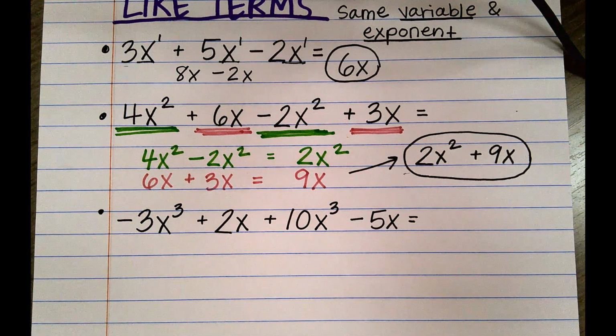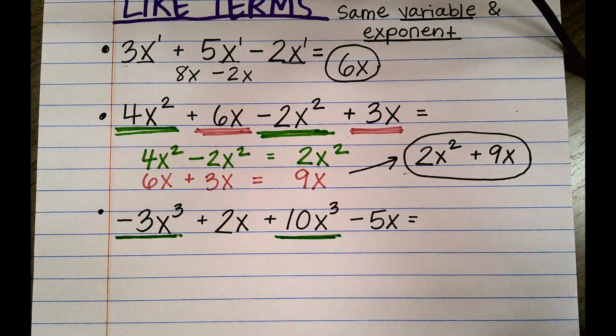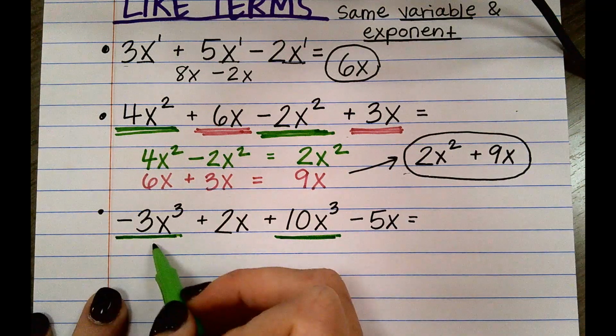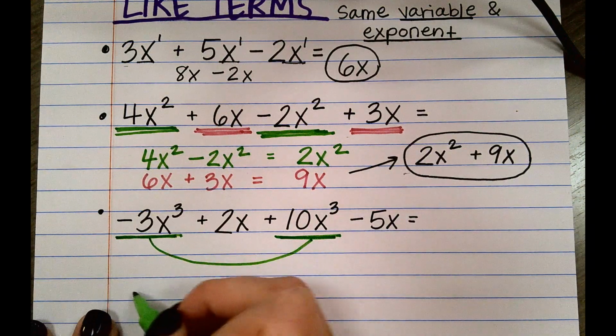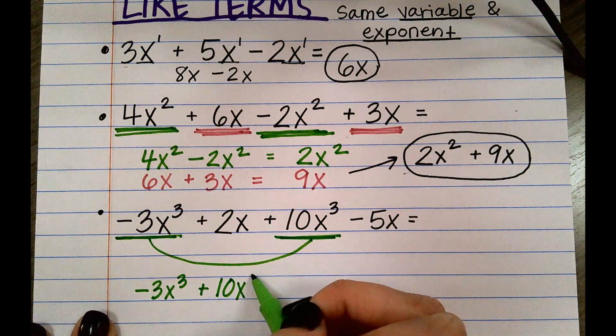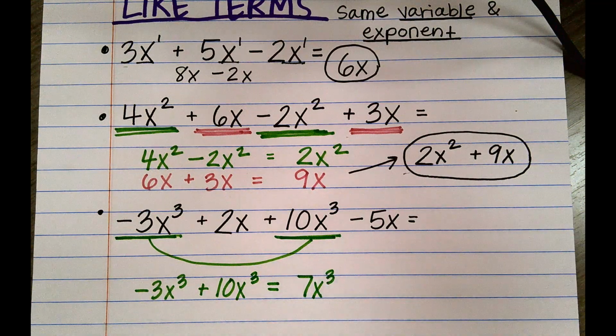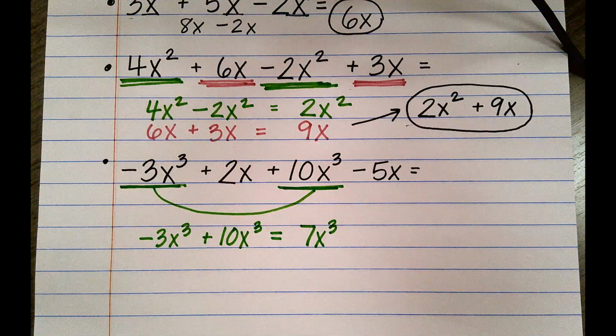Okay. All right. Natalie, can you tell me what you did and what you think the answer might be? It's negative 3x to the third power, and 10x to the third power, and it gives you 7 to the third power. Perfect. So Natalie did the negative 3x to the third power and added 10x to the third power, and you said that was 7x to the third power. And what did you do next?